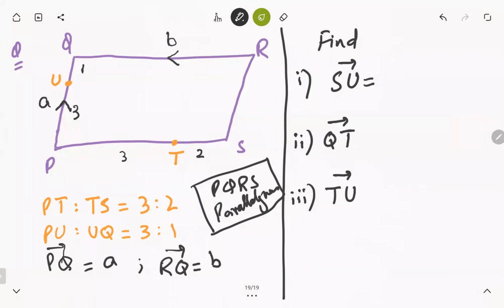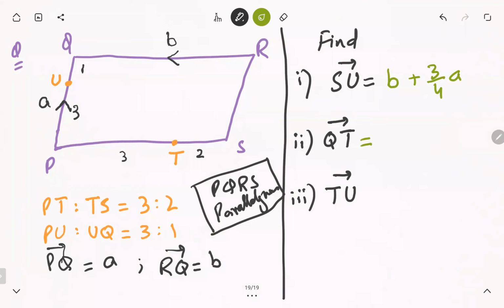Now, if you are looking for SU, the path for SU should be S to P. What is S to P? It's positive B, because SP is same as RQ, so it's positive B. Then PU is 3/4 of A and positive, so 3/4A. Yes, you are right, Abu Bakr.